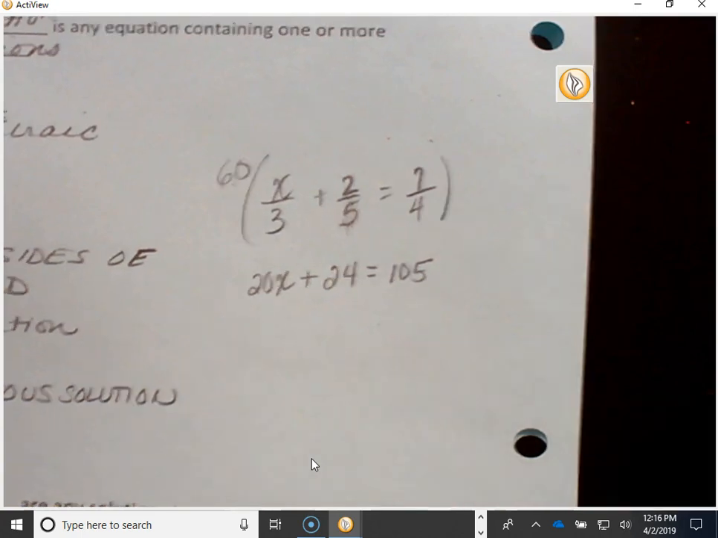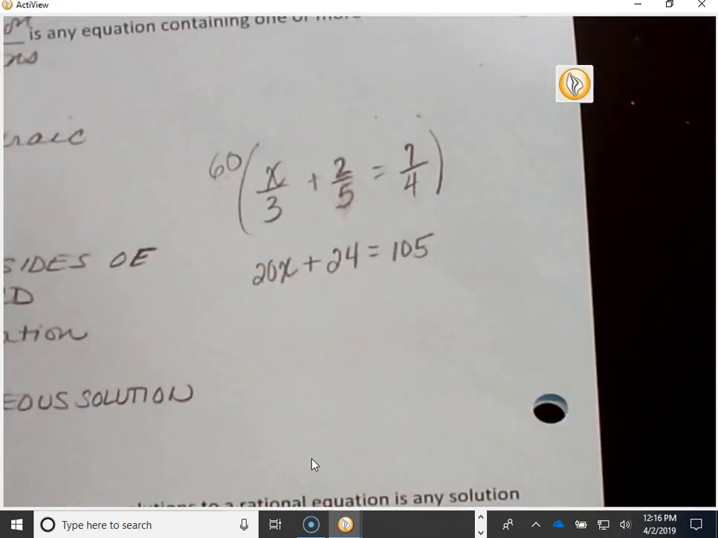I think I did that math right. For whatever reason, my mind is not with me today. So I'm just going to make sure. Okay, I did the math right.